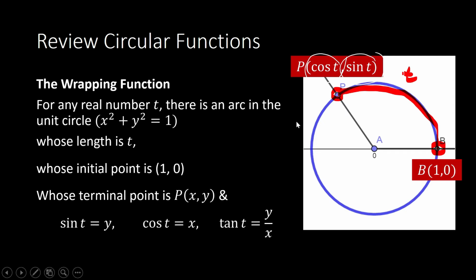What is tangent of t? Tangent of t is the ratio of the second coordinate, sine of t, to the first coordinate of that point. So it's going to be y over x.